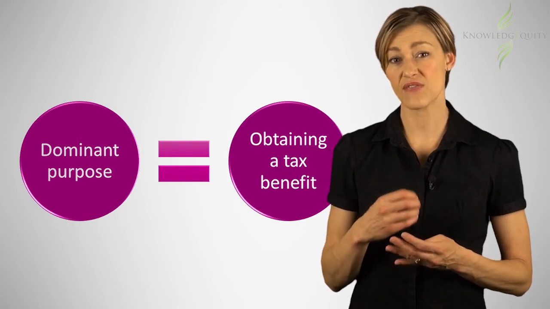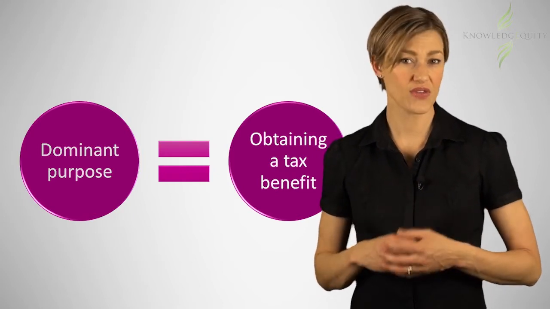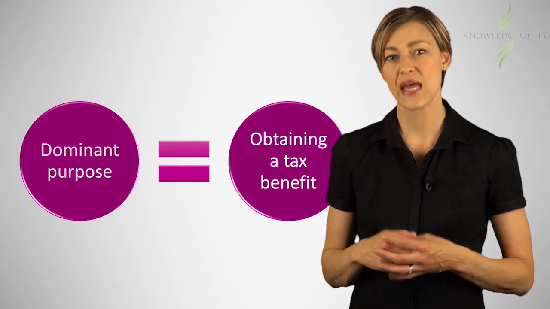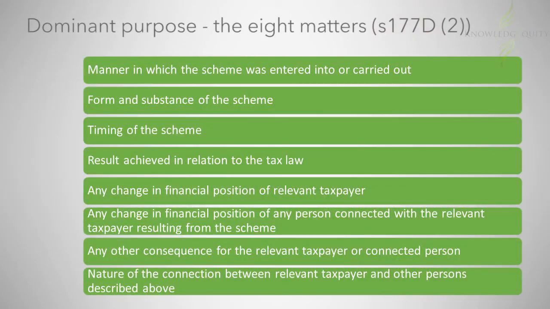Section 177D(2) of the 1936 income tax legislation specifies a number of factors that help to determine whether this third requirement has been fulfilled. However, these factors are vague and not always easy to apply.